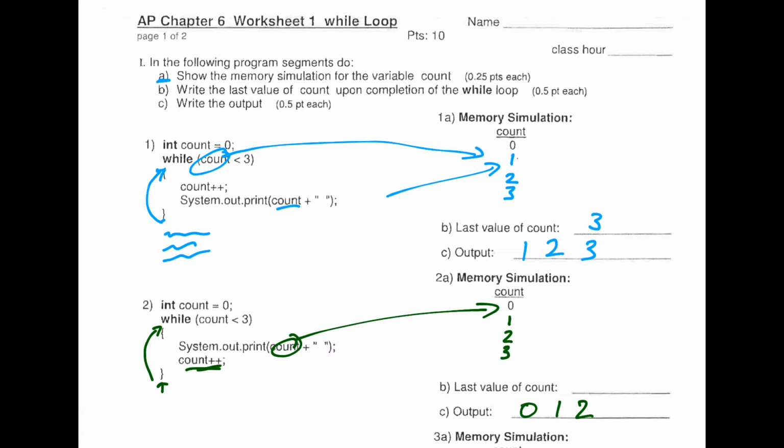So we go back up. Is 3 less than 3? It is not. So we're done here. So my last value of count is going to be 3, even though we never printed it. It does get to 3, so we know that. So take a look at how those differ, just basically depending if you increment first, then print, or if you print, then increment. You definitely get a different output based on how you do that.